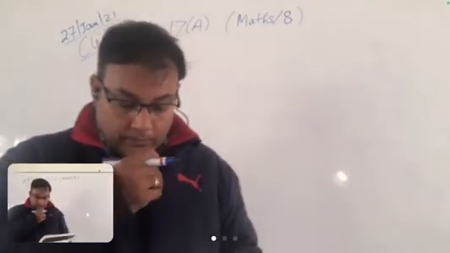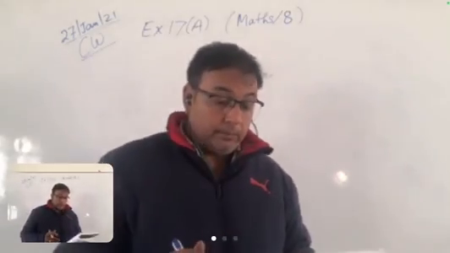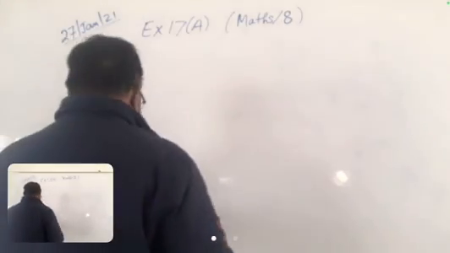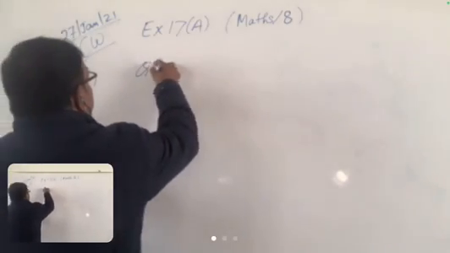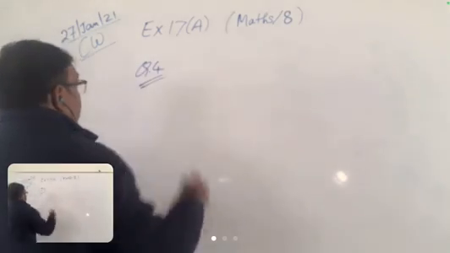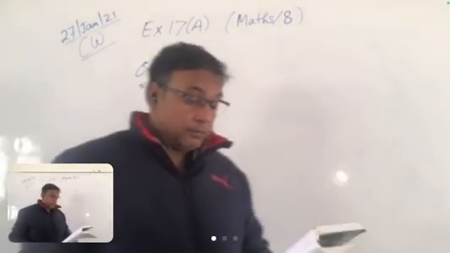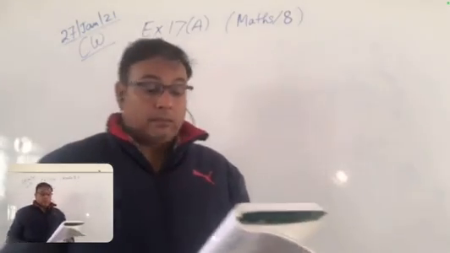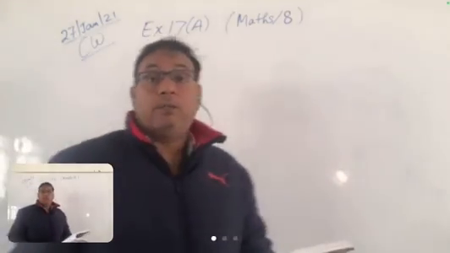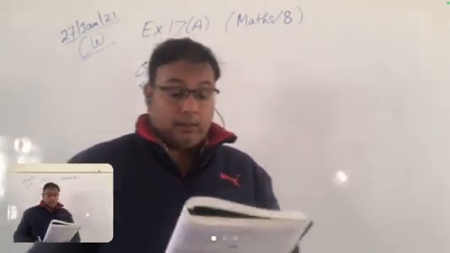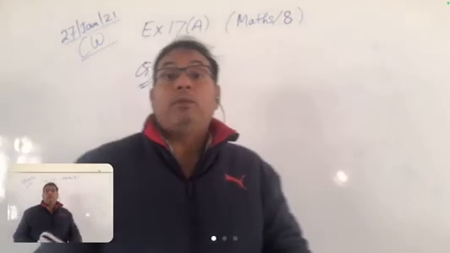Construct a quadrilateral ABCD in which AB is equal to 3.6 centimeter, BC is equal to 3.3 centimeter, AD is equal to 2.7 centimeter, diagonal AC is equal to 4.6 centimeter, and diagonal BD is equal to 4 centimeter. So now we have two diagonals. Okay. And one more thing.